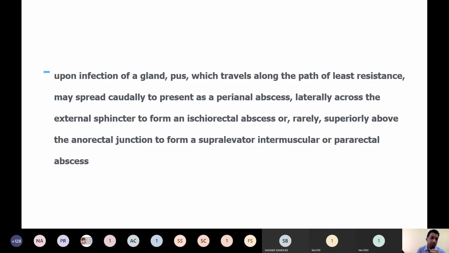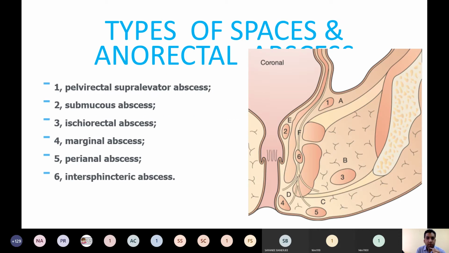Depending upon where it ends up accumulating, we have different types of abscesses. The source will be the same common source, that is infection of anal gland. Now, the different types of spaces and anorectal abscesses. The first one is pelvirectal abscess. Can you see the number one here? The one I am pointing to is puborectalis. So above the puborectalis, it becomes pelvirectal or supralevator abscess.